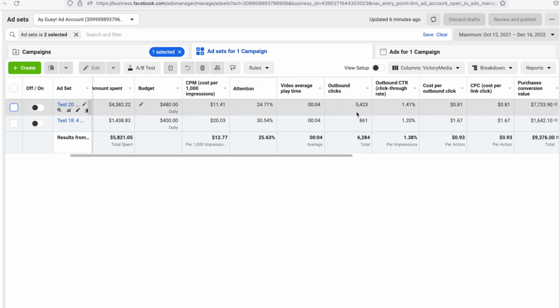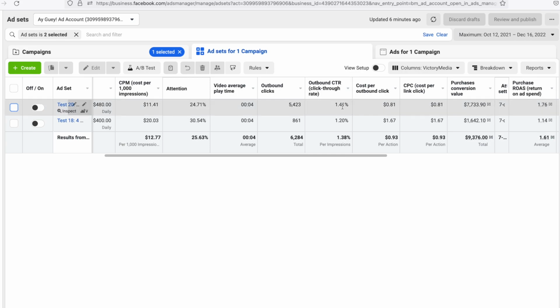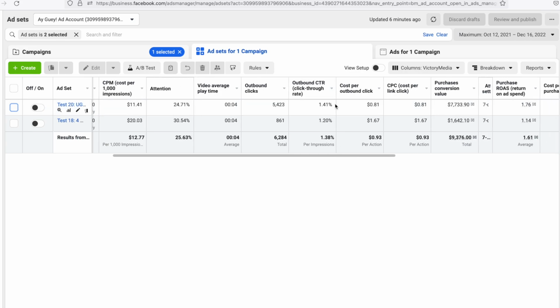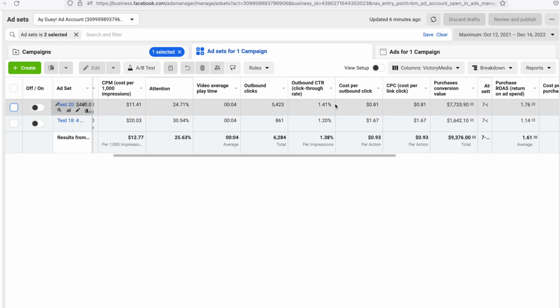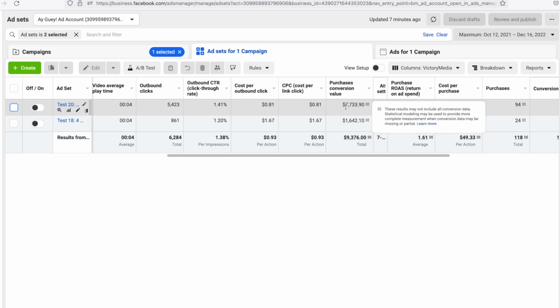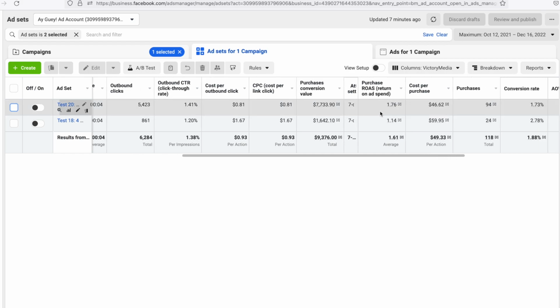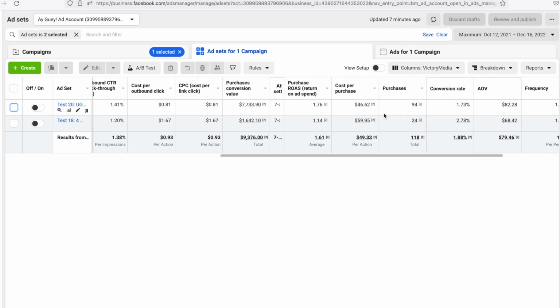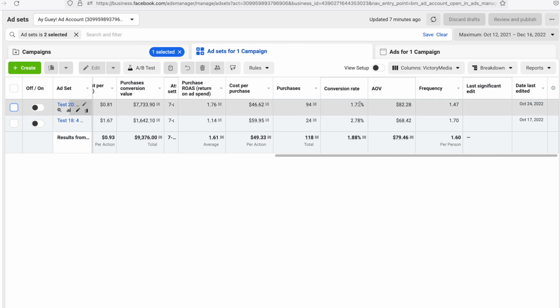Then outbound clicks: how many people have clicked through, at what rate have people clicked through, again going down this funnel. How much have we paid to get this click? And then, how much conversion value has resulted from this traffic? What was our ROAS? What was our cost per purchase? How many purchases? What was our conversion rate on that? As well as our average order value, frequency, and last significant edit.